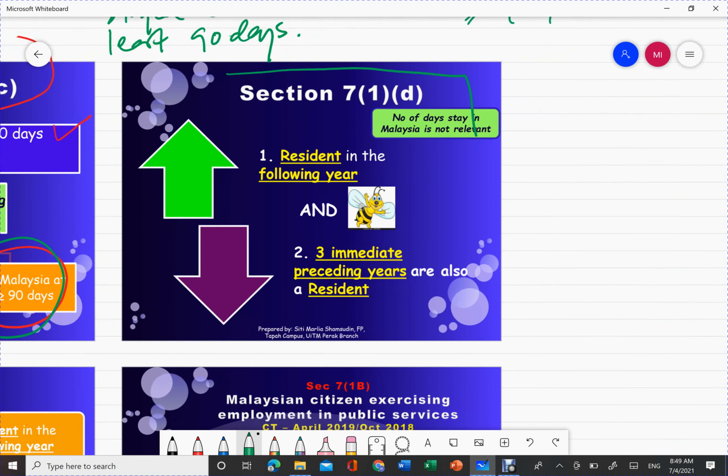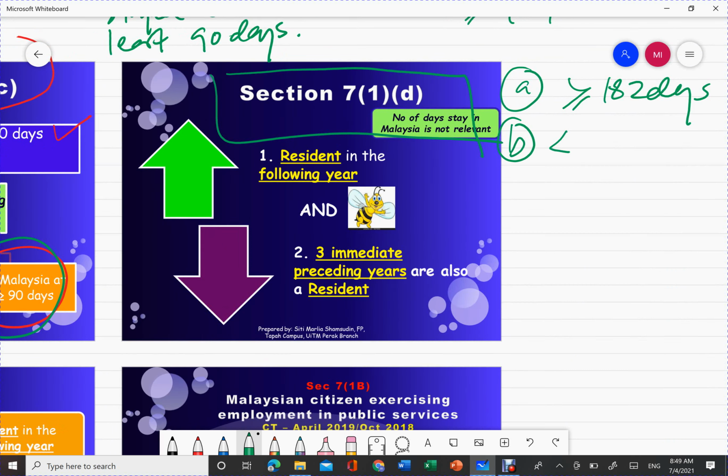Under section 71D, dia yang paling lain daripada yang lain. Because why? 71A, orang tu need to be in Malaysia for a minimum of 182 days. Baru boleh jadi ni. Section B pula, section 71B, orang tu must stay in Malaysia, tapi dia stay in Malaysia less than 182 days.